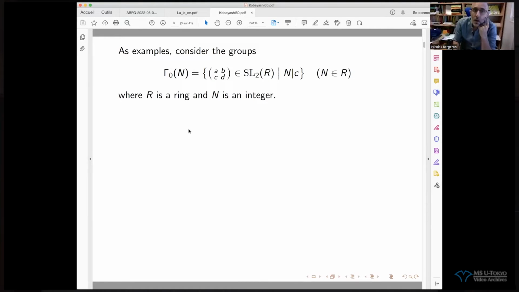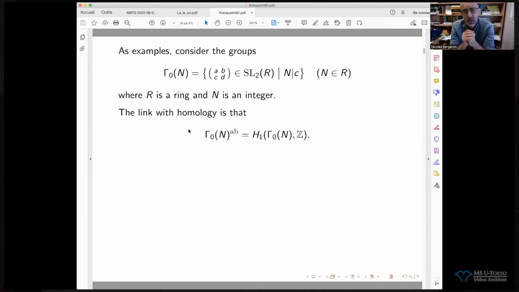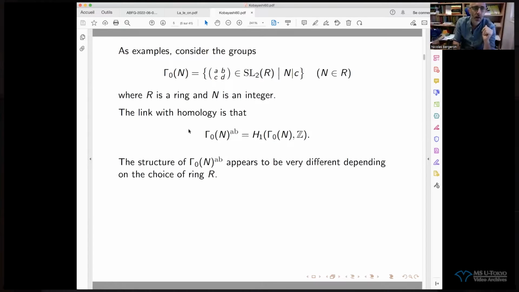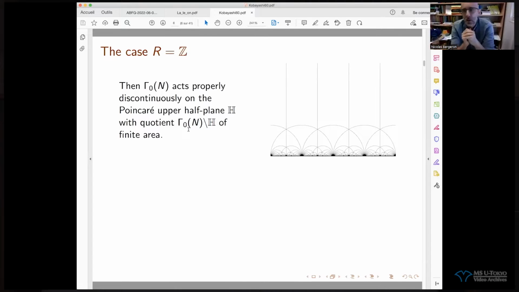So then you get a group, and the link with homology that I will discuss later is that the abelianization of this group is exactly the first homology group, but let's forget about it right now. I want to understand the structure of this abelianization, and we will see that it's quite different depending on the choice of the ring R. So let's consider the very well-known case where R is just the integers.